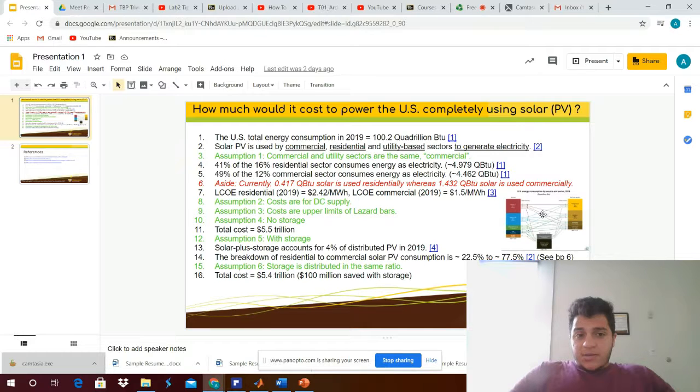Second, let's just agree on the uses of solar PV. It's used by three main sectors: commercial, residential, and utility-based sectors. And they're all using it to generate electricity. This is a very important thing. This means we're not going to be talking about industrial, we're not going to be talking about transportation, we're just going to be focusing on electricity.